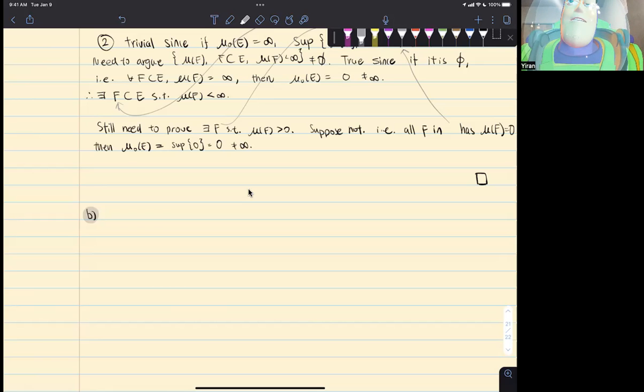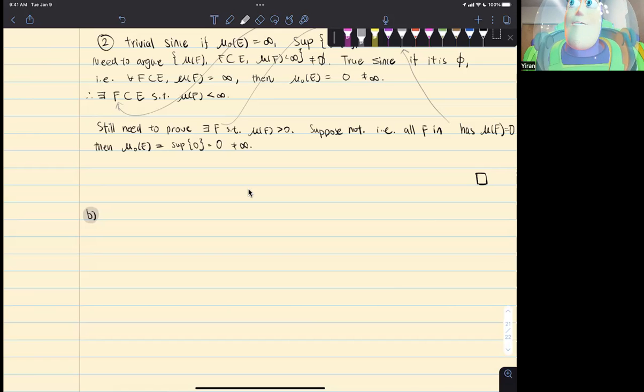And on the right-hand side, the summation of mu of EJ is also infinity. Why? Because there is one EJ such that mu of EJ is equal to infinity. No matter what the others are, once you do a summation and one of the terms is infinity, the whole thing is equal to infinity. Therefore, the equation holds. So mu of the union of EJ is equal to the summation of mu of EJ.